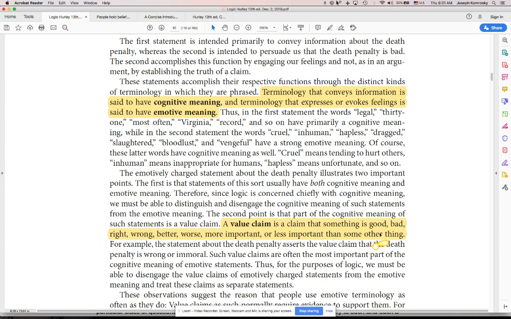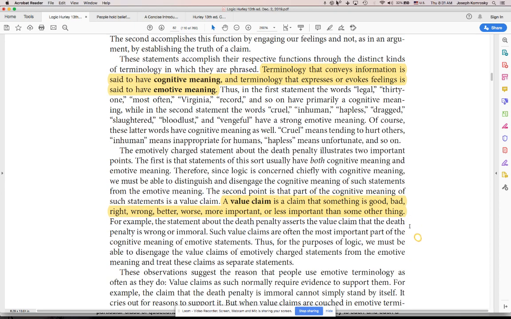Value claim. A value claim is something that is good, bad, right, wrong, better, worse. Something more important than another. We all have values. You might hear this distinction between fact and value. Fact is, again, conveying information. Value claim is what ought to happen. What do you think is good versus bad, right?